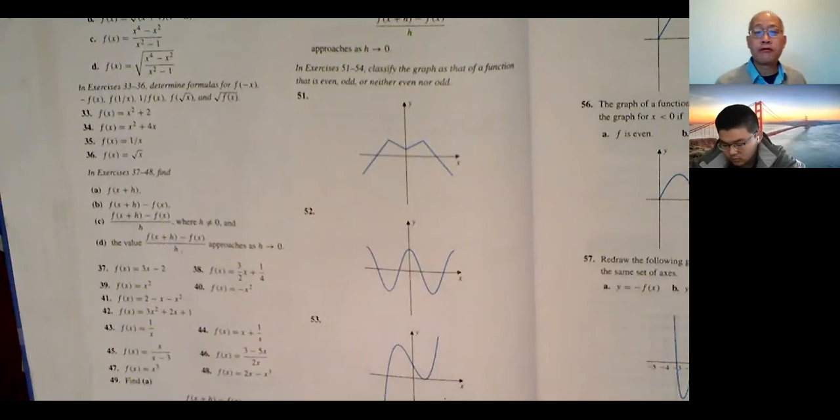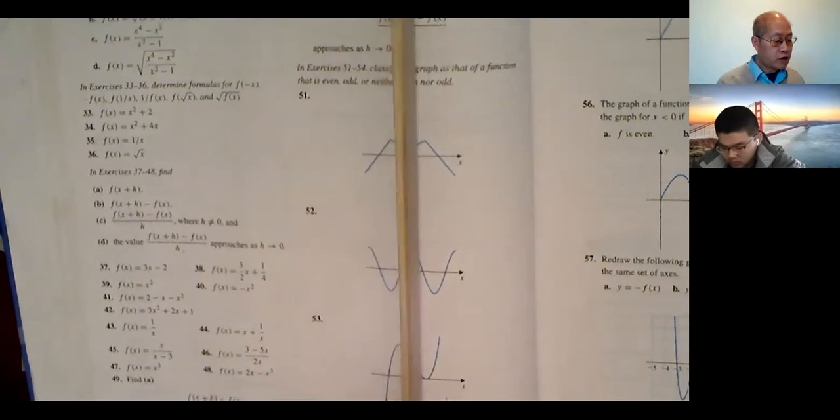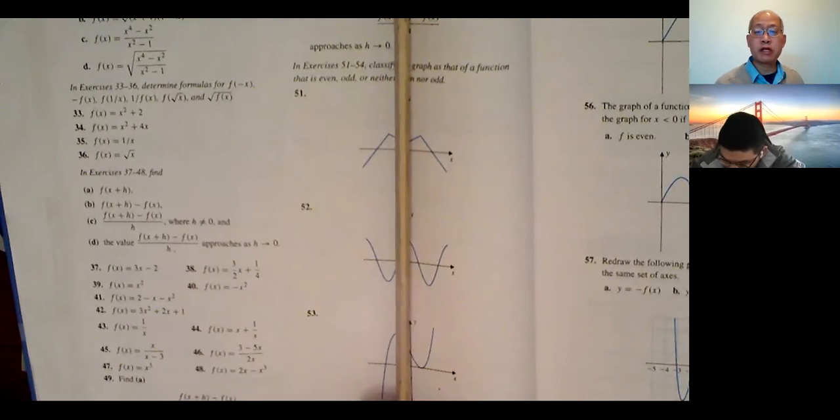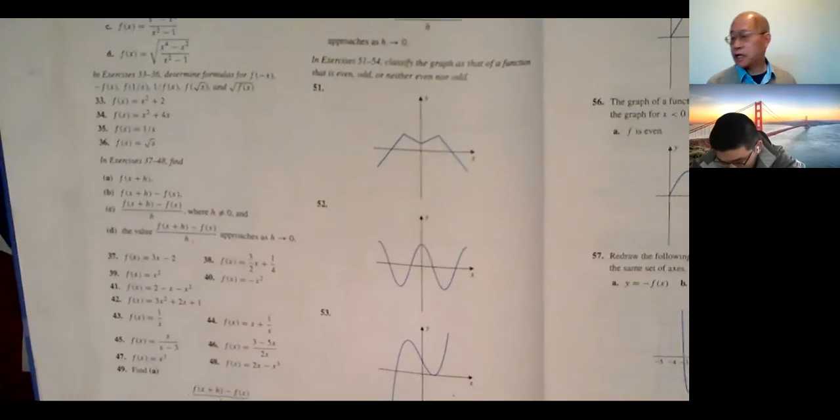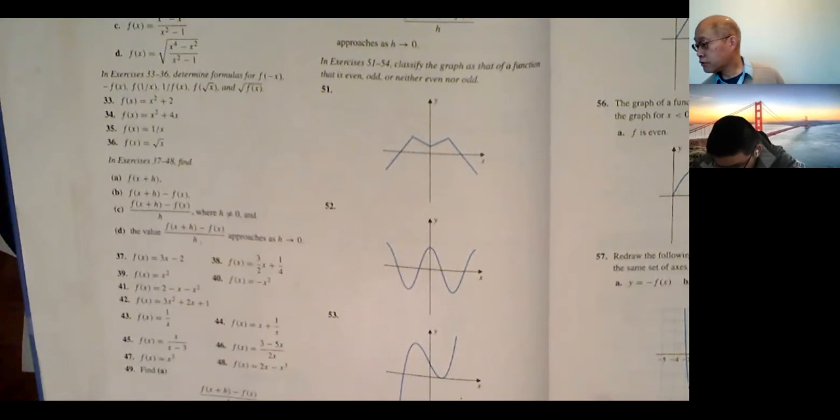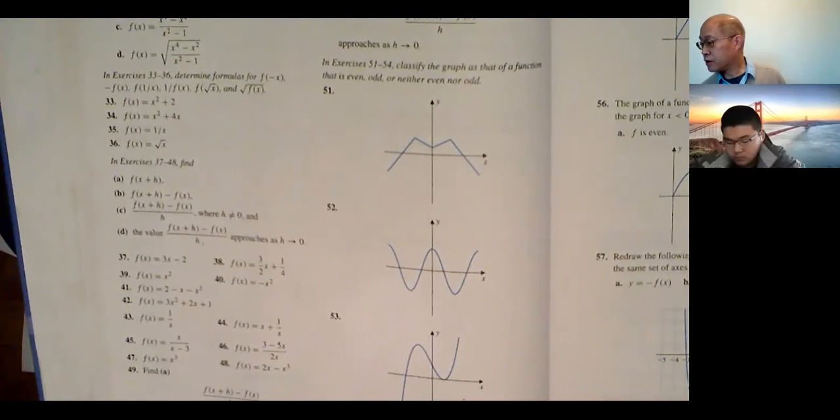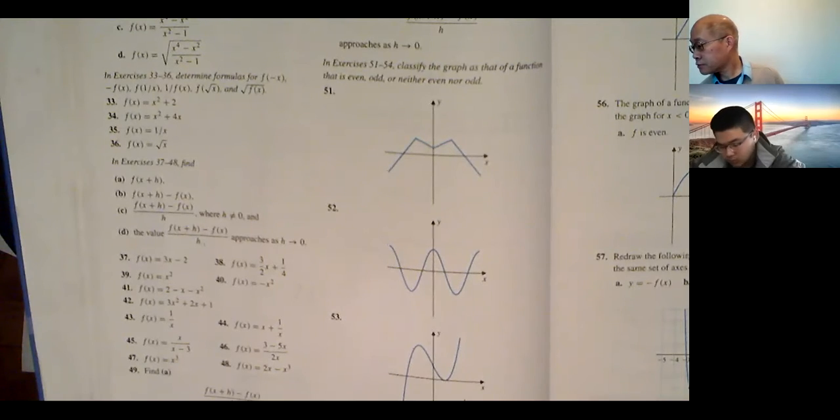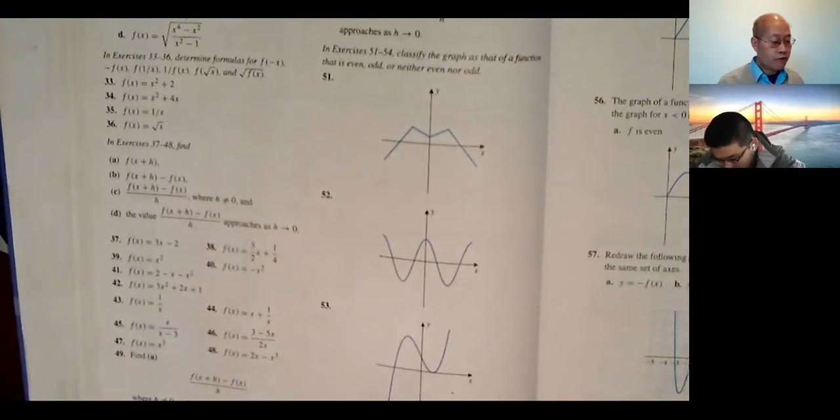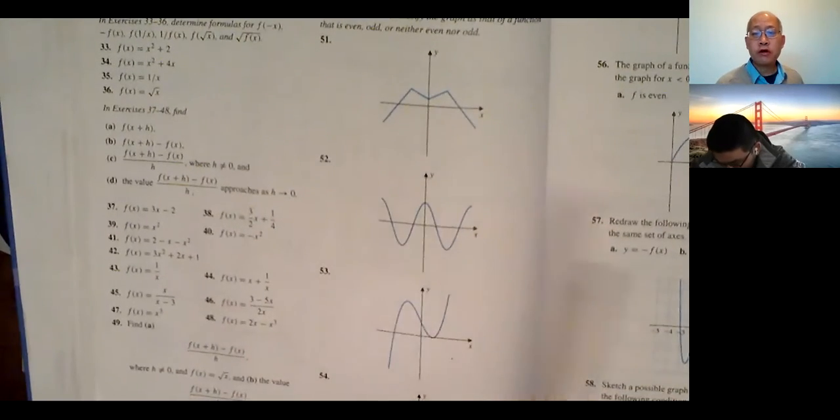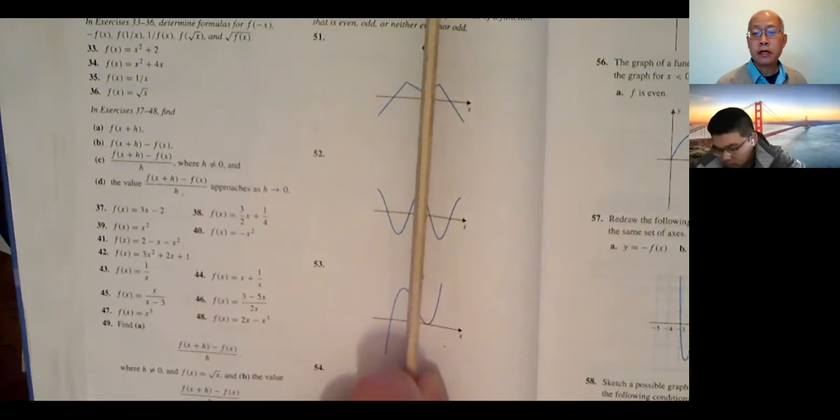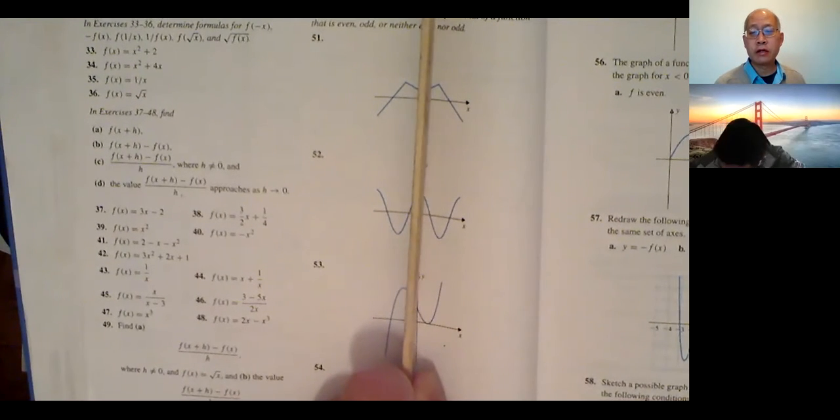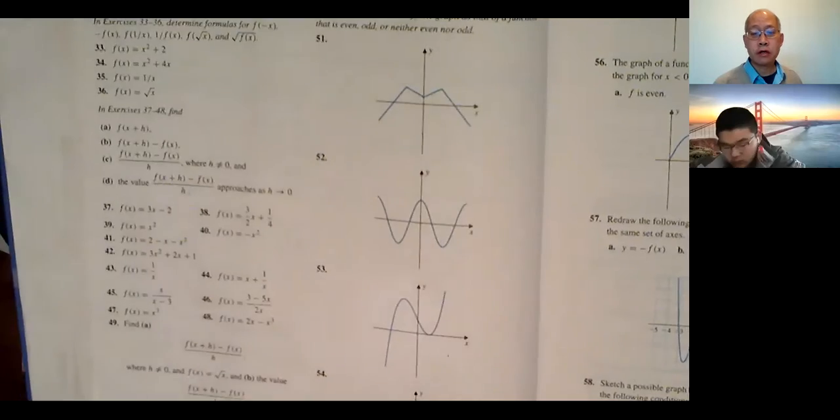Okay, so for 51, 51 looks like you have symmetry with respect to the y-axis. Okay, so 51 is considered even. So you can write even for that one. 52. 52 also looks like it has symmetry with respect to the y-axis. Okay, so 52 is also even. 52 is even.